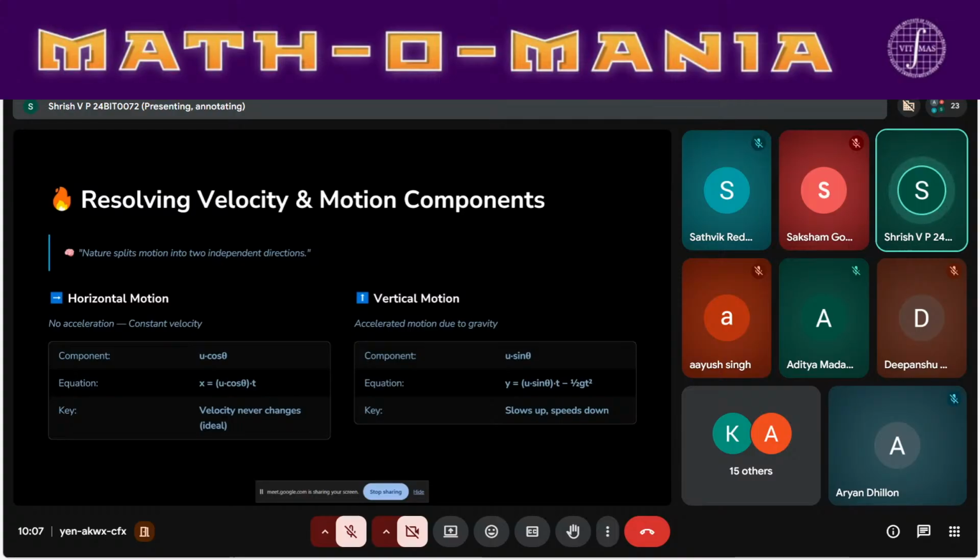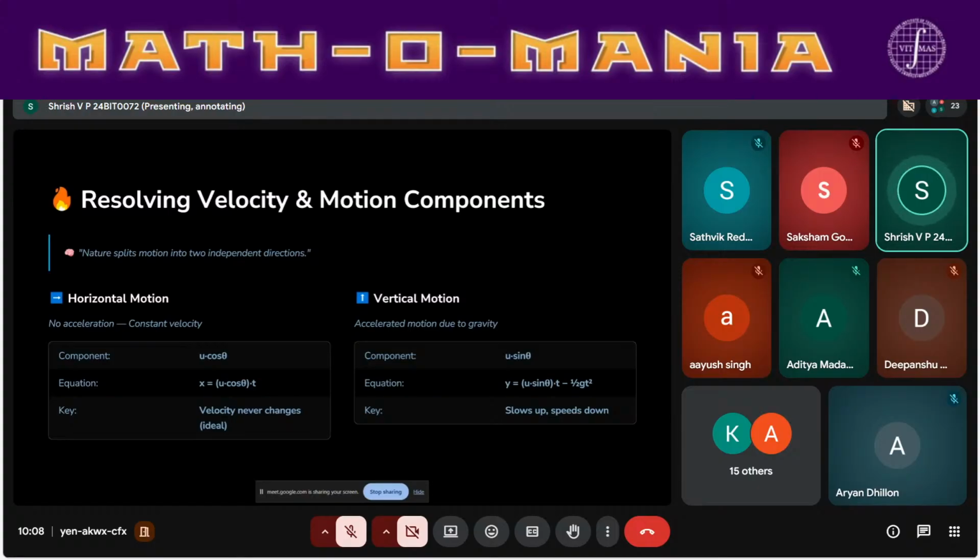Now we will look at vertical motion. In the vertical direction, there is gravity acting on the projectile, so there is always a constant acceleration downwards. The initial vertical velocity is the initial velocity multiplied by sine theta, that is, u sin theta. As the projectile moves upwards, gravity slows it down. At the highest point, the vertical velocity becomes zero. After that point, it starts falling and gravity speeds it up downwards. So altogether, horizontally the velocity of the projectile is constant, and vertically the motion is accelerated.